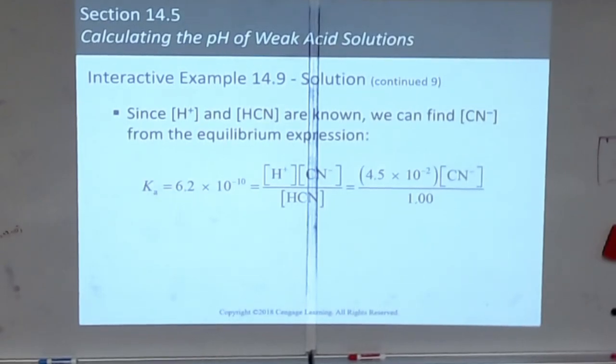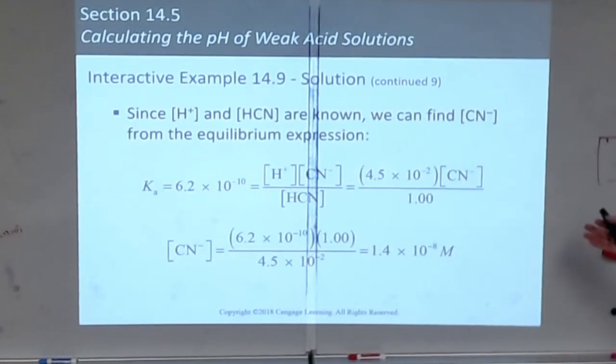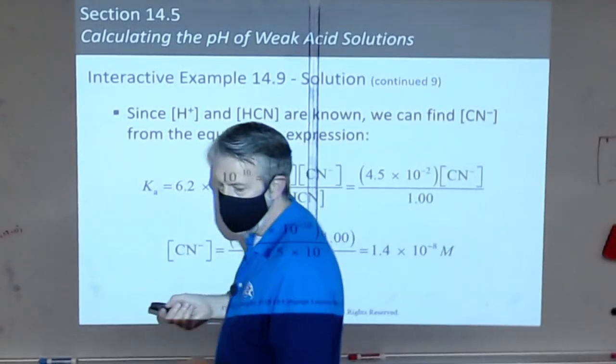What'd you get? 1.38 times 10 to the negative 8. Is that what you got? I got 1.39, but yeah. Cool. We good? See how easy these problems are? It's easy when you do it in class.